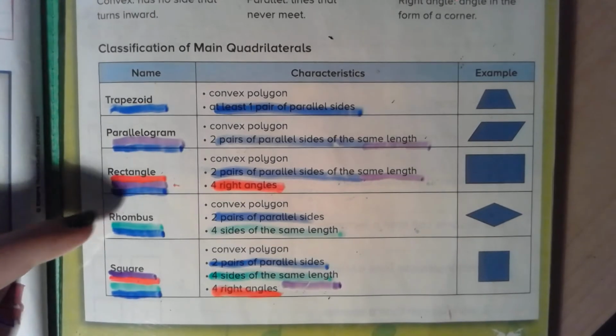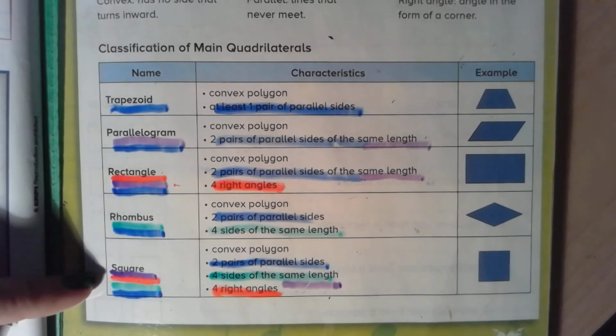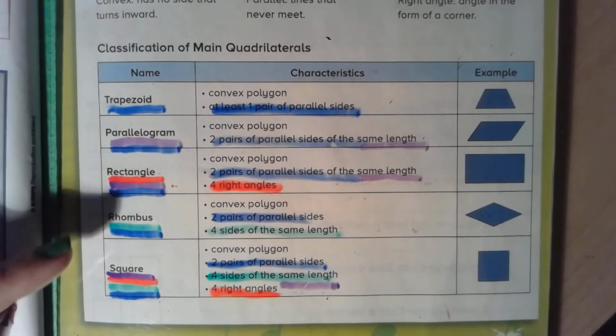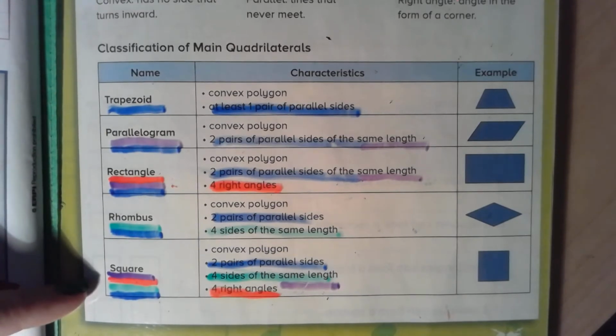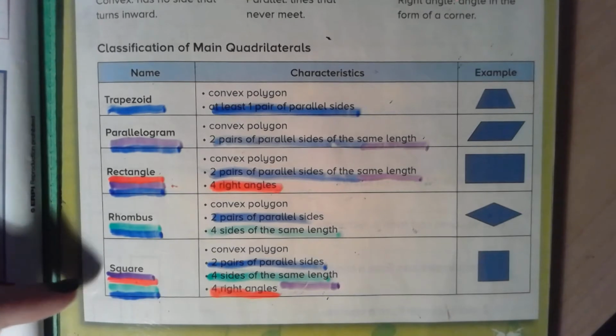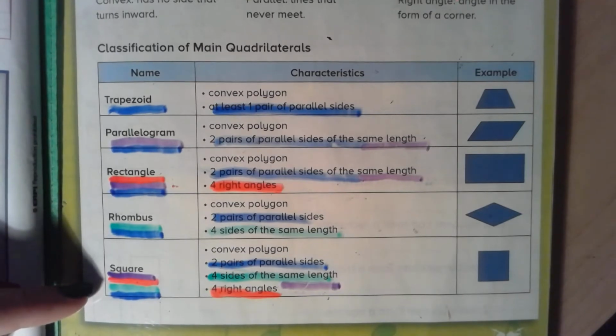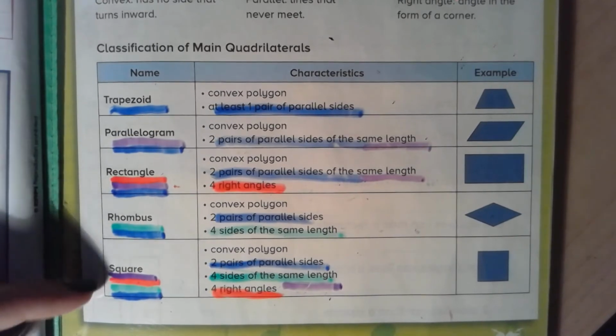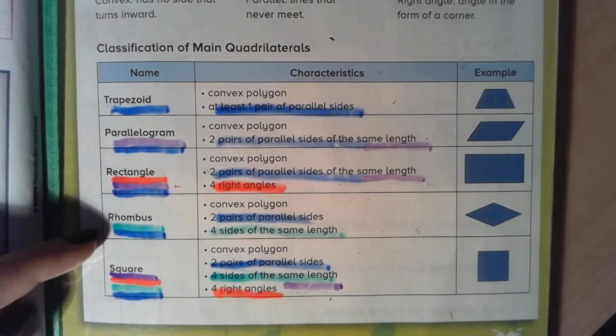Can a rhombus be a square? Think about it. Can a rhombus be a square? Raise your hand if you think that a rhombus can be a square. Raise your hands if you think a rhombus cannot be a square. For those of you with your hand up, you're right. Do you know why a rhombus cannot be a square? It's missing something important.